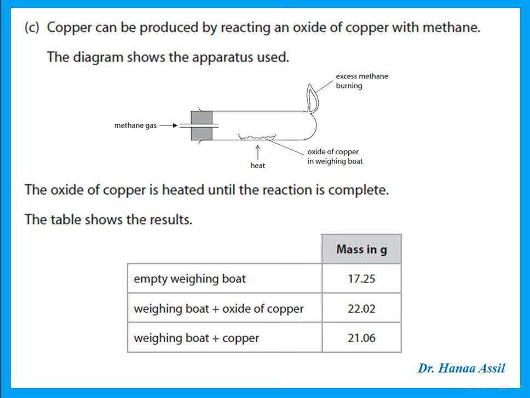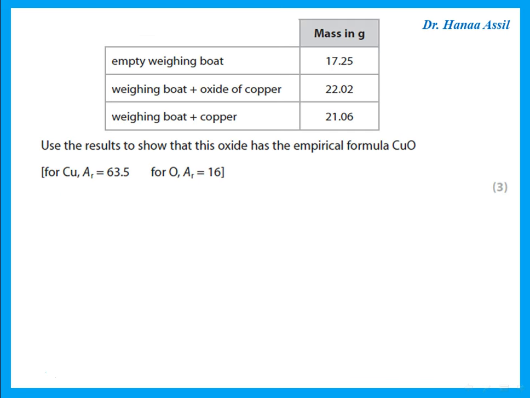Copper can be produced by reacting an oxide of copper with methane. So he has oxide of copper and he's passing methane gas. The oxide of copper is heated until the reaction is complete. The table shows the results. So he weighed the empty weighing boat, that's the container in which he has the solid. Then he weighed the weighing boat plus oxide of copper and the weighing boat plus the copper alone at the end of the reaction. And he's saying use the results to show that this oxide has the empirical formula CuO.